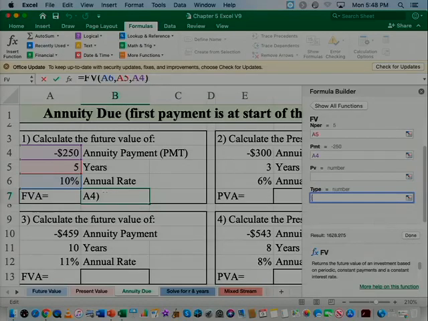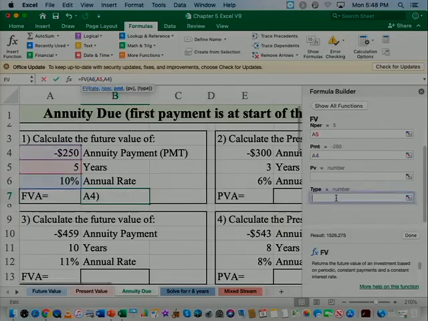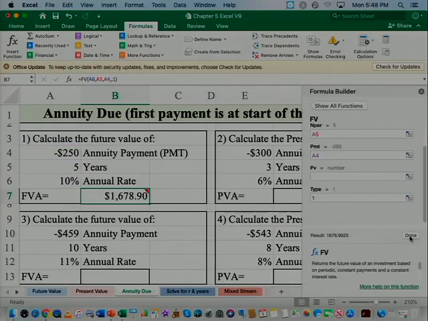So let me just show you. If you leave it blank, you're going to get an answer of 1526, but that's ordinary annuity. If you put in 1, that's the secret password to get annuity due. And you see how that's 1,600, not 1,500, one extra year's worth of interest. Okay. Now that is the future value.